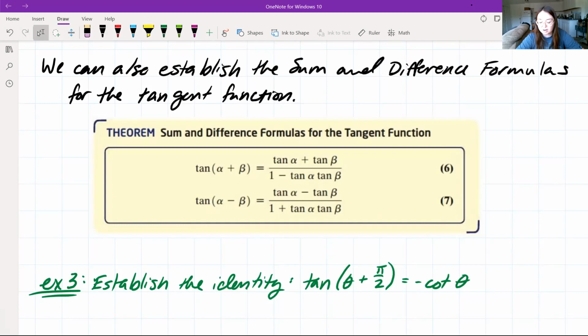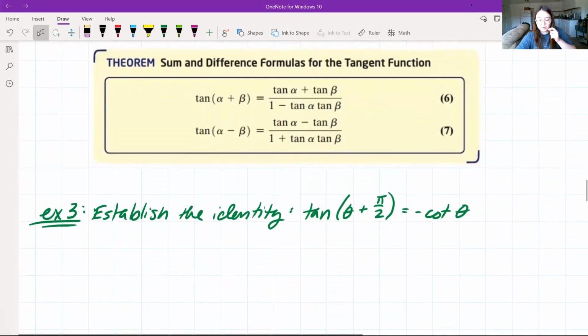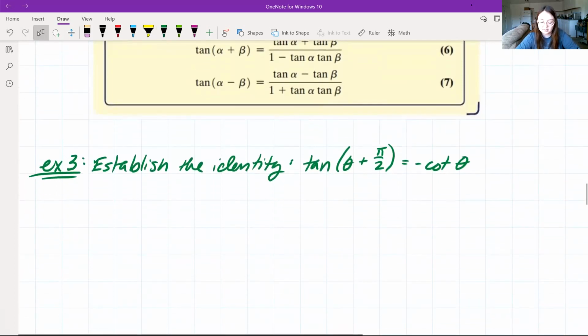Then we have tangent of alpha minus beta, which is going to be equal to tangent of alpha minus tangent of beta divided by 1 plus tangent of alpha times tangent of beta. So definitely a little bit more confusing than our functions of sine and cosine. But let's go ahead and establish an identity using our tangent functions.